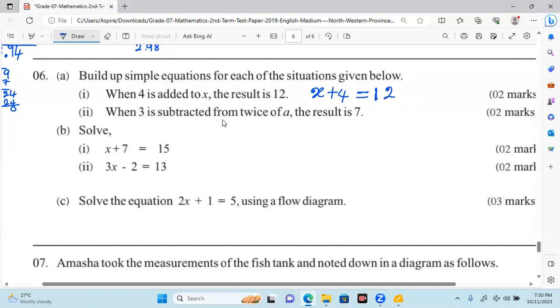When 3 is subtracted from twice of a, twice of a is 2a. From 2a, 3 is subtracted. The result is 7. Therefore, it is 7. Then they asked to build up only. Okay, these are the simple equations.